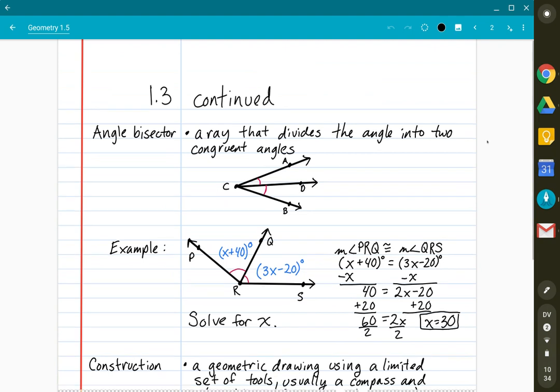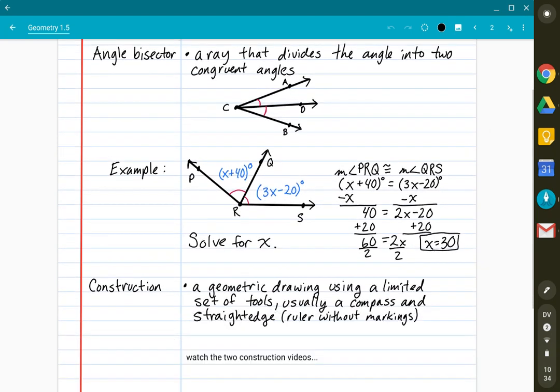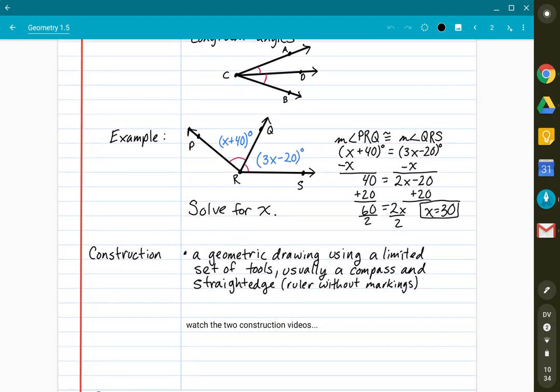Now in class, we're going to use this in a very algebraic way. So here's an example. I've got angle PRS, which is bisected by the ray RQ. The angle PRQ is x plus 40 degrees.